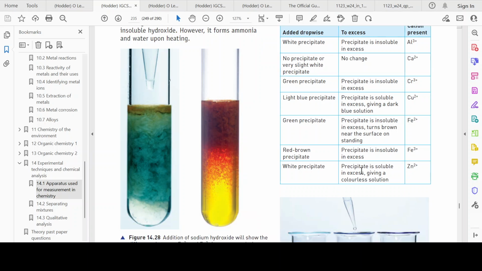Right, here's an image of this thing, which is definitely iron 3. You're getting a red brown precipitate, and this thing is definitely iron 2 because it's giving you green and it's turning brown at the surface.